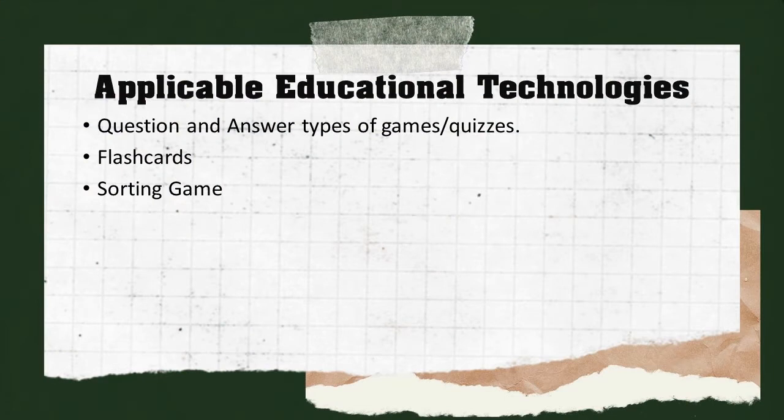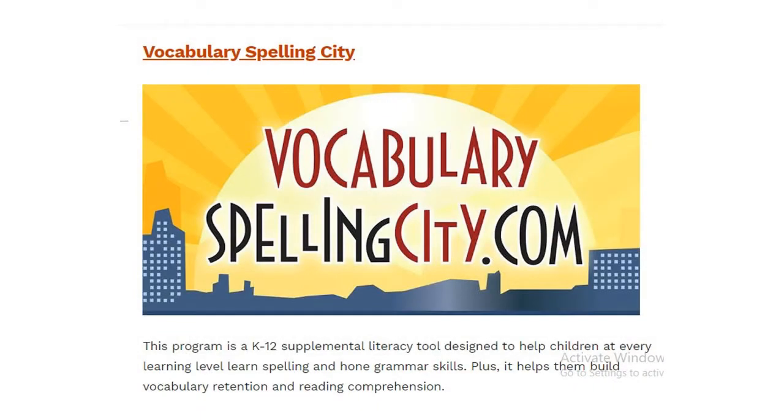So here are applicable educational technologies. You can do question and answer type games or quizzes, you can do flashcards, and you can do sorting or puzzle games. Now here is an example, vocabularyspellingcity.com. This program is a K-12 supplementary literacy tool to help children with their spelling through games. So it helps build vocabulary retention and reading comprehension through spelling in a fun way.